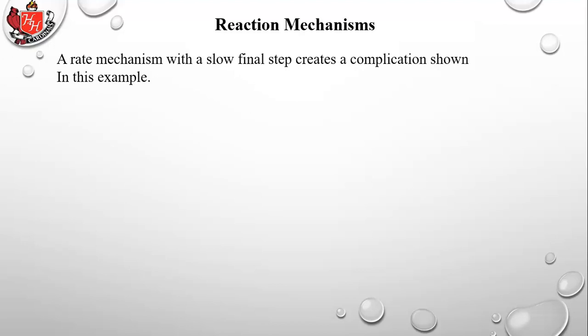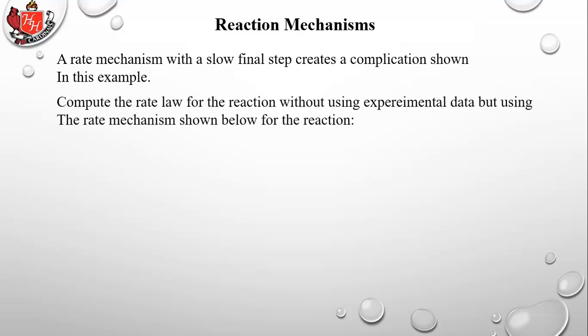A rate mechanism with a slow final step creates a complication shown in this example. Compute the rate law for the reaction without using experimental data, but using the rate mechanism shown below for the reaction. So here's the overall reaction: 2NO plus Br2 produces 2NOBr.